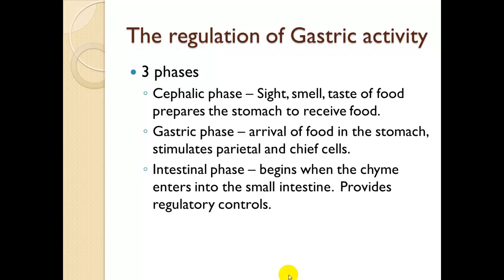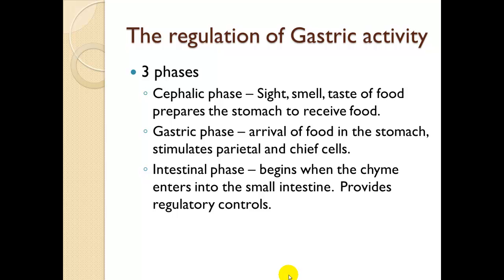Regulation of gastric activity occurs in three phases. We have a cephalic phase, a gastric phase, and then an intestinal phase. The cephalic phase is, and most everyone has experienced this, the sight and smell of food preparing the stomach to receive food. It can actually start churning the stomach and churning up some of that acid and make us feel hungry, or our stomach would growl.